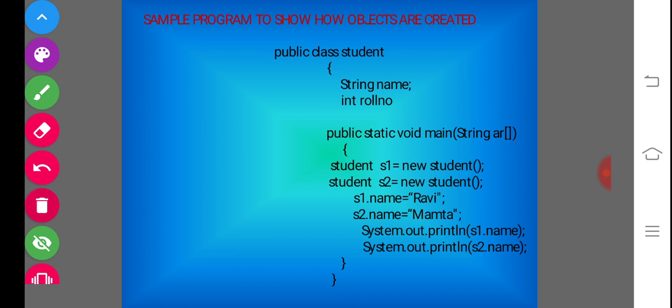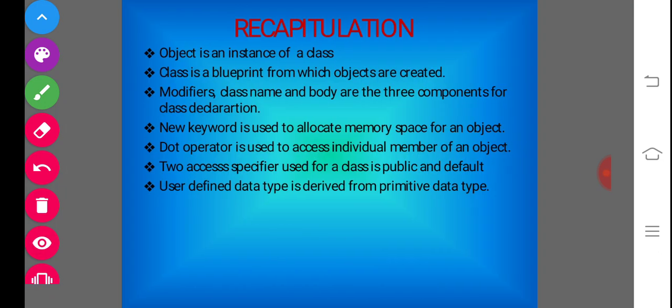Now after this sample program, the next is the summary points of chapter 3. The first is that an object is an instance of a class. Instance of a class means it is the result of a class. The second is that a class is a blueprint from which objects are created. The third, modifiers, class name and body are the three components of the class declaration. Please don't get confused: modifiers and access specifier are the same thing.